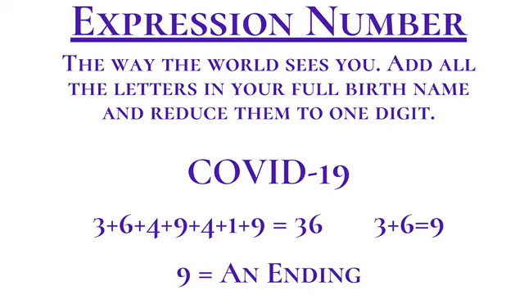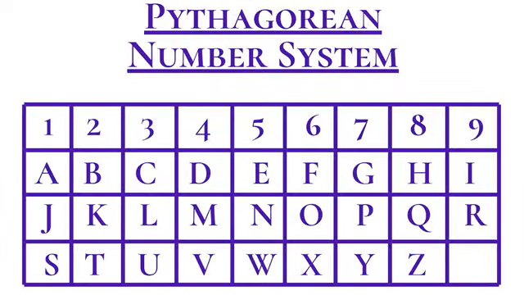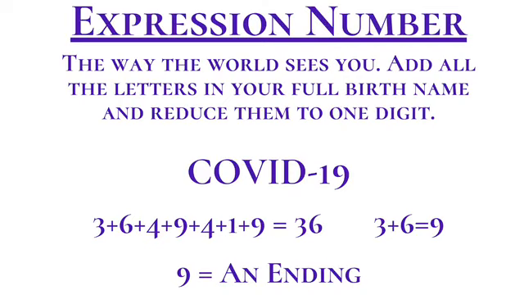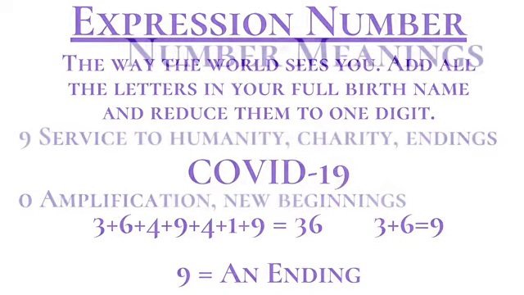And the way I got that is we are going to use the Pythagorean number system. As you can see, every single letter in our alphabet corresponds to a number. So A corresponds to number 1, B corresponds to number 2, and so on. And we're just going to find the corresponding number for each letter in this name and add all of those together. We're going to add all of these numbers together until we get a single digit. And once I did that, I got a 9.